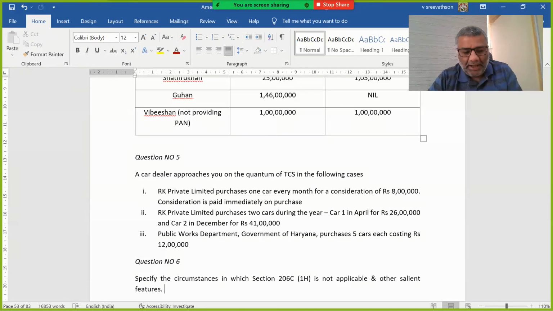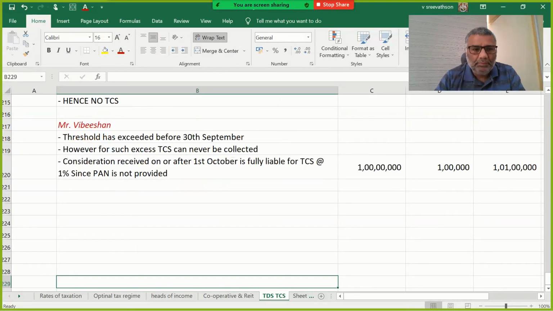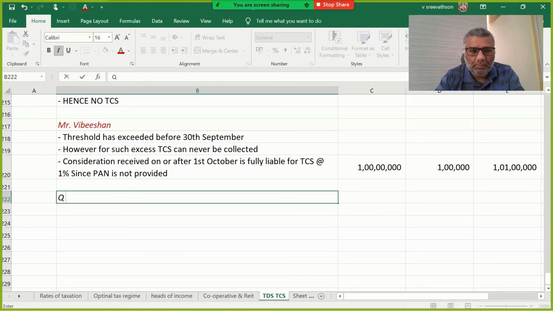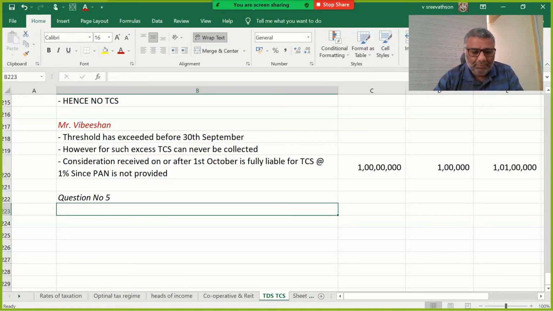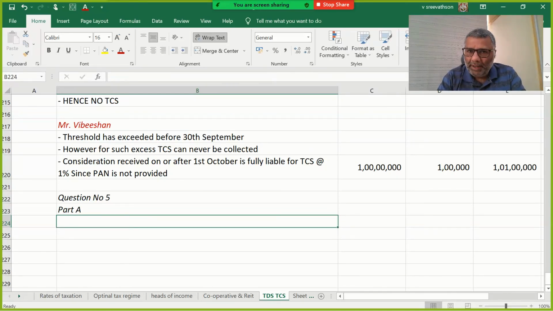Question number 5. A car dealer approaches you on the quantum of TCS in the following cases. RK Private Limited purchases one car every month for a consideration of 8 lakh. Consideration is paid immediately.